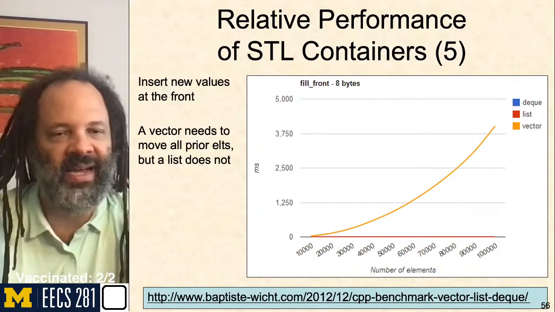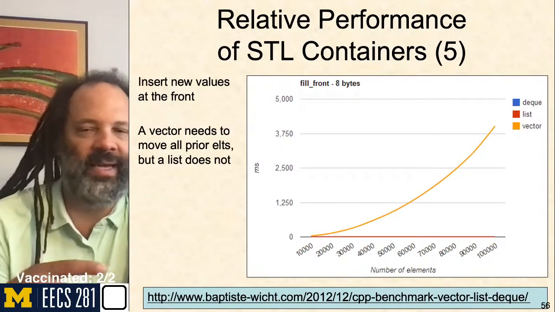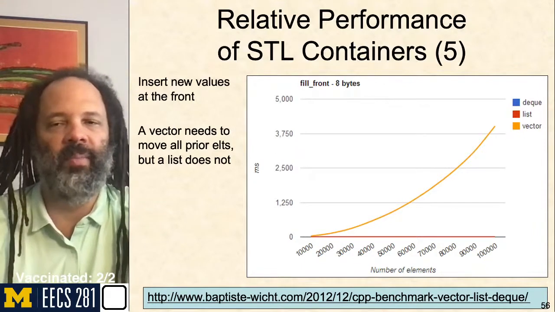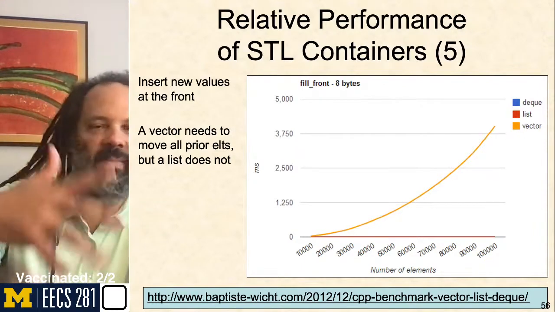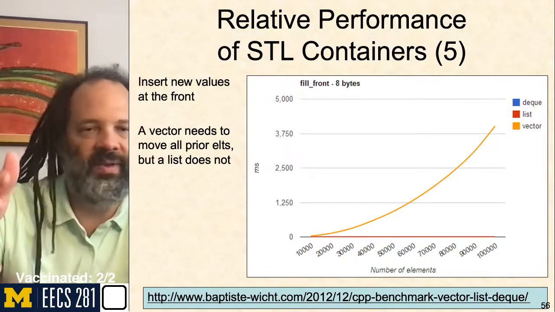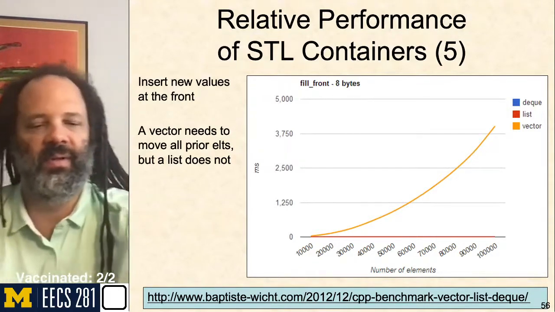It's hard to even see deque. Deque and list happen at the exact same speed, so the red and blue are overlapping and you can't even see the blue there. But this is inserting a bunch of new values at the beginning of a container. Inefficient with a vector, great with deques, great with lists.